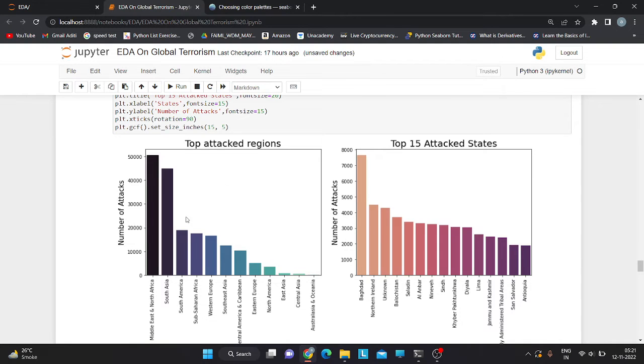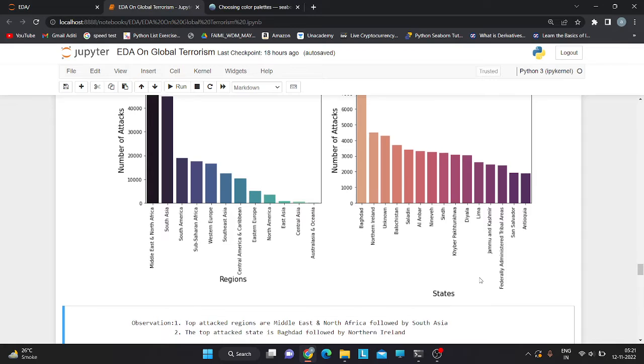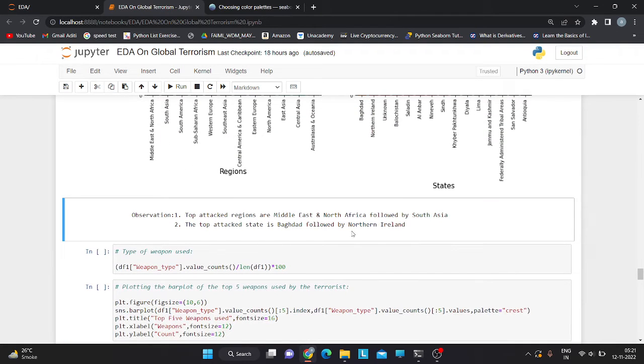So we could see that again the Middle East and North Africa is the most attacked region, followed by South Asia, then South America, Sub-Saharan Africa, etc. Here the top attacked state is Baghdad, which comes in Iraq, then Northern Ireland, unknown, Balochistan, and so on. So whatever observations we have got, we are going to write down here. Run this cell. Type of weapon used.